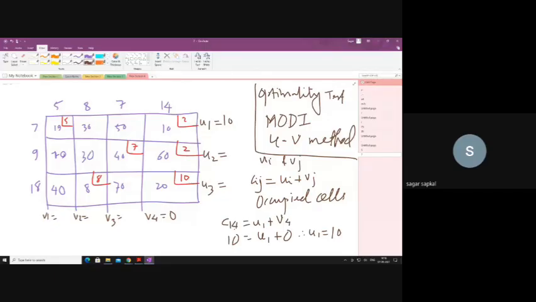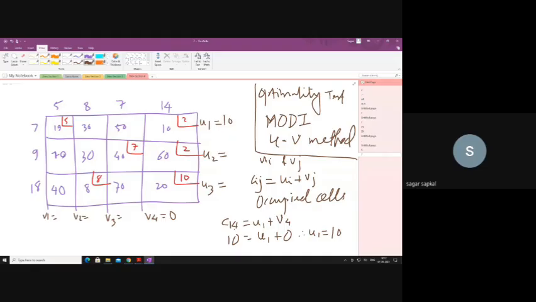Okay. So cost value of C14 is equal to U1 plus V4. Are you getting this much? For occupied cell, what is the equation? Cij is equal to Ui plus Vj. Cij means C14. ही व्हॅल्यू आपल्याला माहिती आहे. V4 पण आपल्याला माहिती आहे. U1 अननोन आहे म्हणून आपण ते इक्वेशन लिहिलं. C14 is equal to U1 plus V4. So 10 is equal to U1 plus V4, which is 0. So U1 is equal to 10. Are you getting this? Yes, sir.